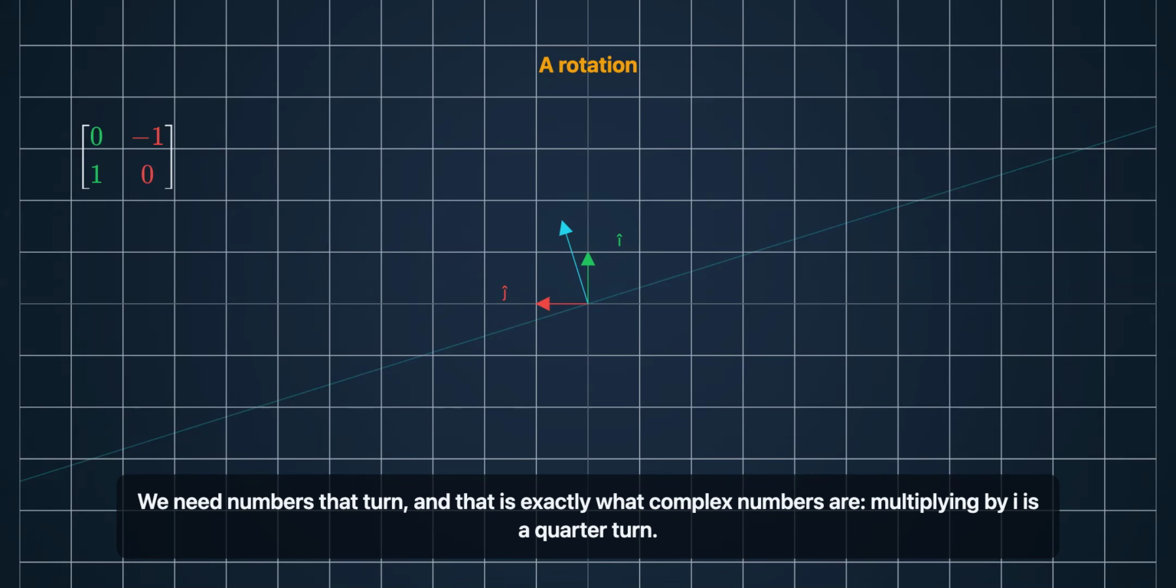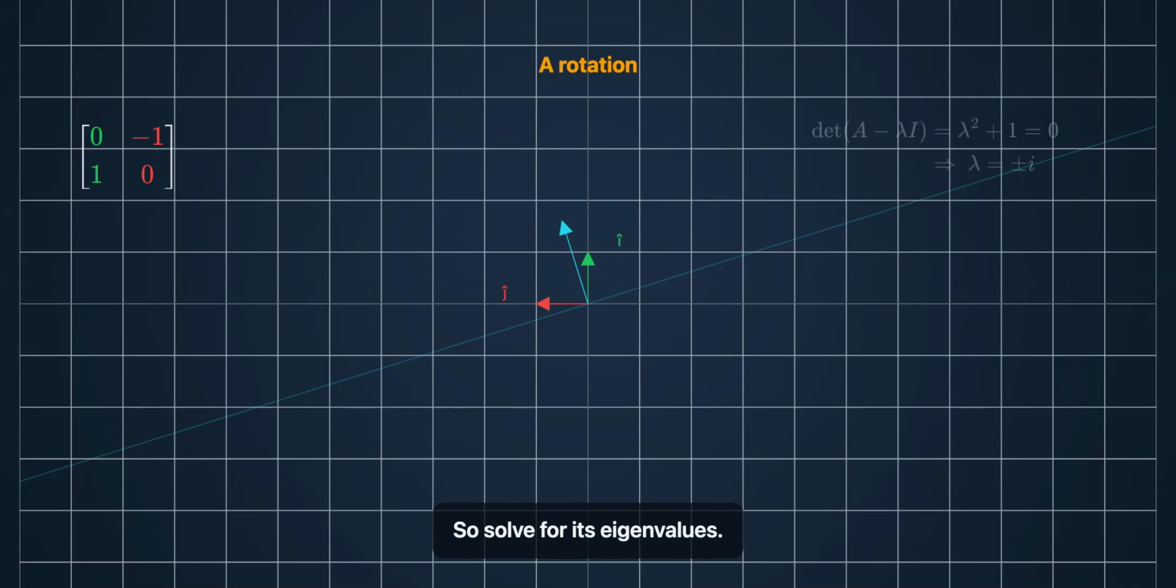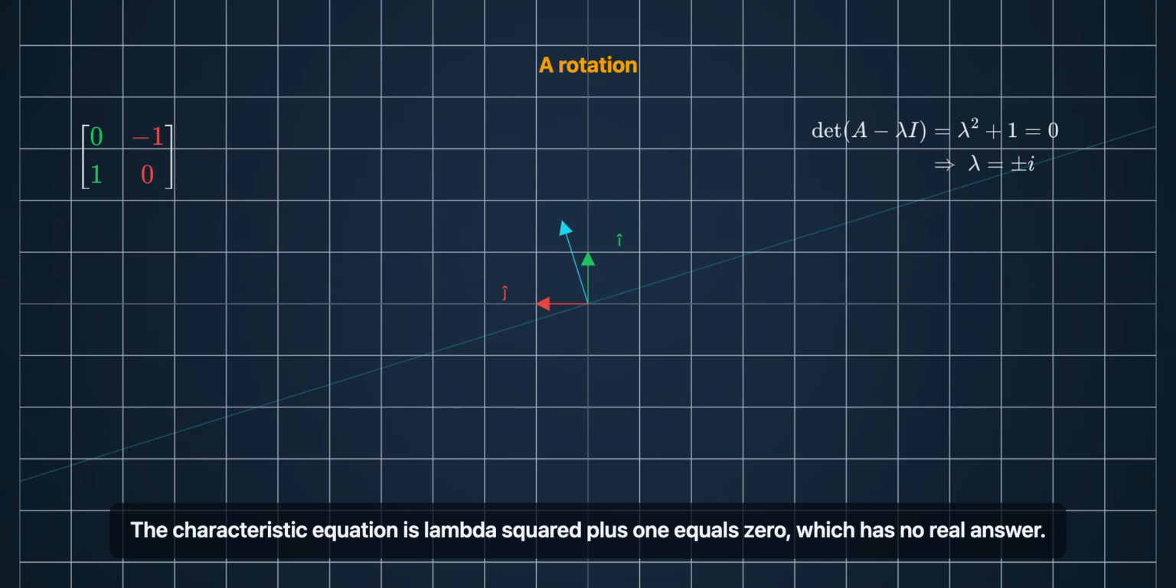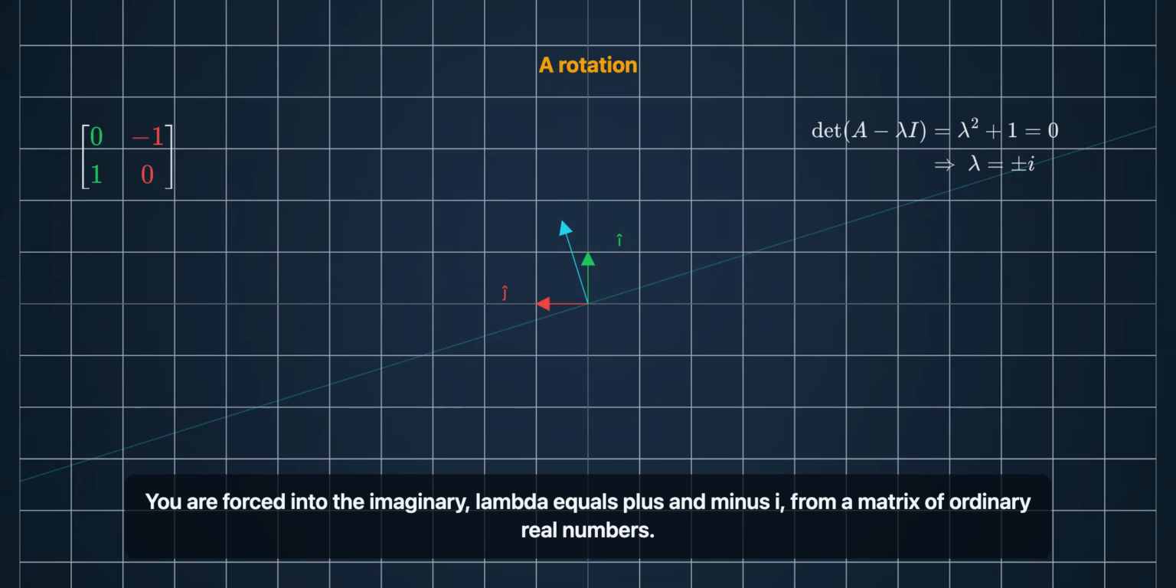Multiplying by i is a quarter turn, of order 4. So solve for its eigenvalues. The characteristic equation is lambda squared plus 1 equals 0, which has no real answer. You are forced into the imaginary. Lambda equals plus and minus i, from a matrix of ordinary real numbers.